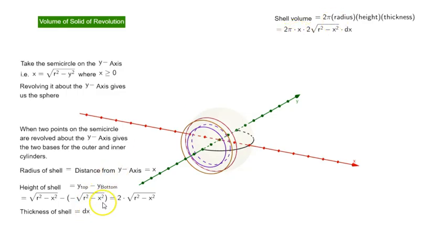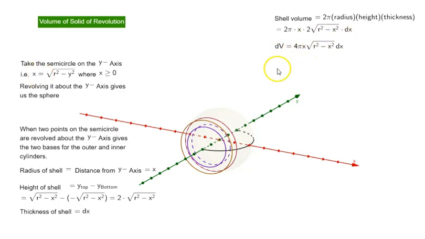Now radius is x times the height. Height is 2 times the square root of r square minus x square. And thickness is dx. So as dx changes, the volume of the shell also changes, which means we can write it as dV is equal to 4 pi x times the square root of r square minus x square dx.